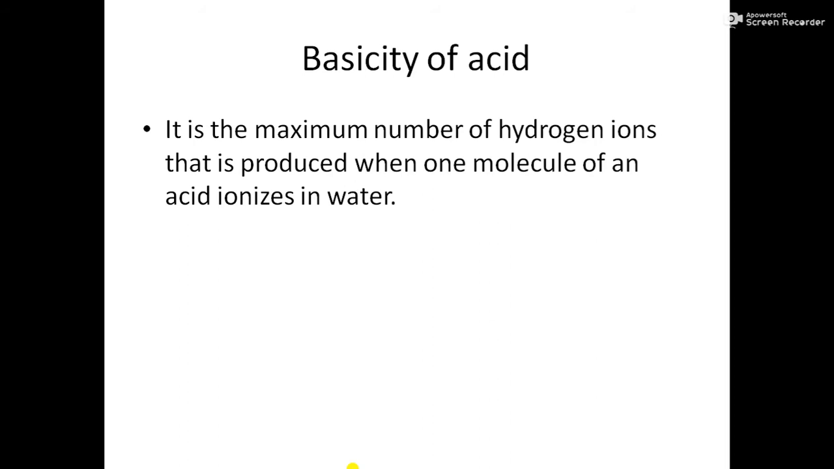Basicity means the maximum number of hydrogen ions that is produced when one molecule of an acid is ionized in water. Suppose when we put one molecule of an acid in water, what happens? The acid gets ionized and splits into H plus hydrogen ions. How many hydrogen ions we get from one molecule of acid, that is called the basicity of acid.